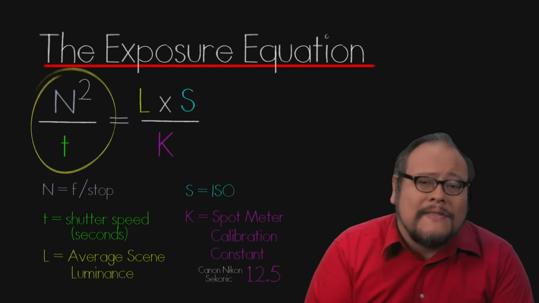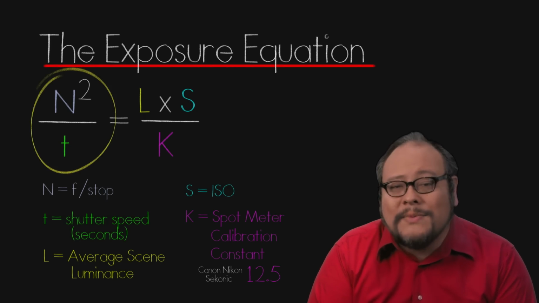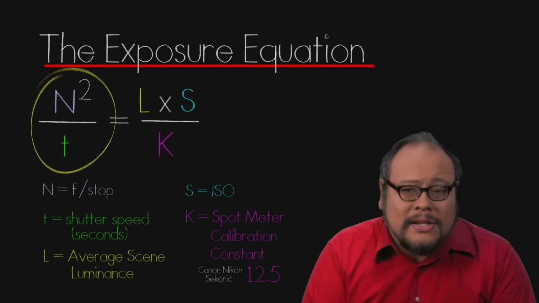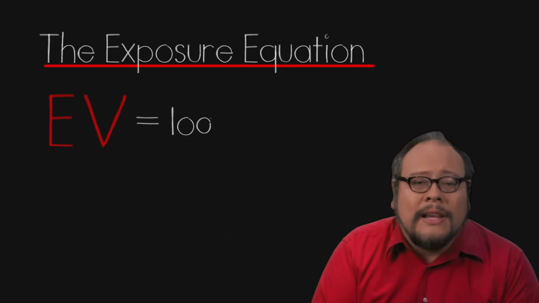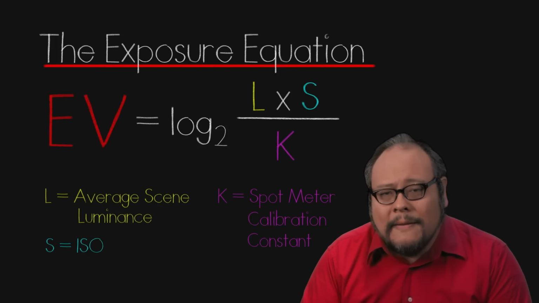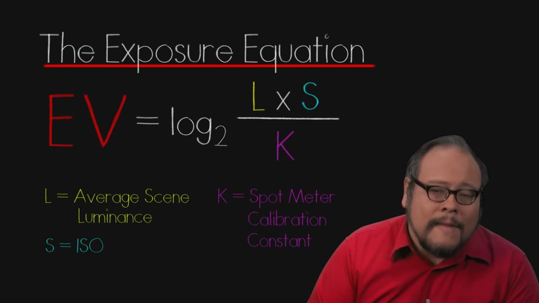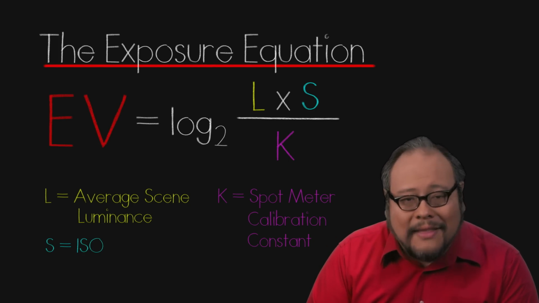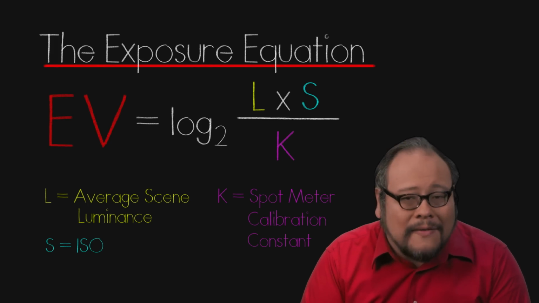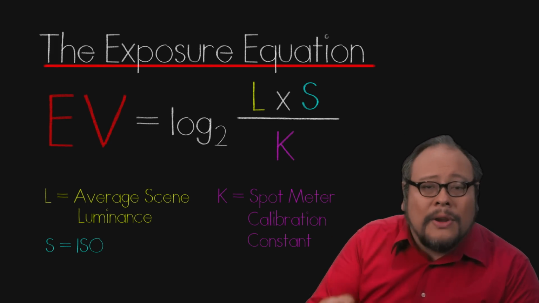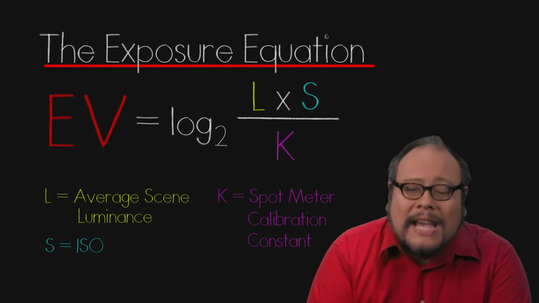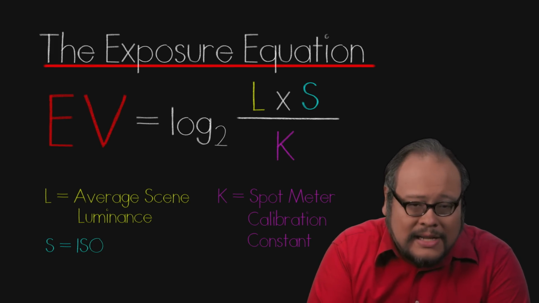If you recognize the left side of the equation there, it's because we saw it earlier in our discussion on exposure value, EV. So this equation can be rewritten as EV equals log base 2 of L times S divided by K. Now, don't get hung up on the math, because you never really do it yourself. Either your camera or your light meter does it for you. I'm just walking you through the math to show you what's happening inside these devices.